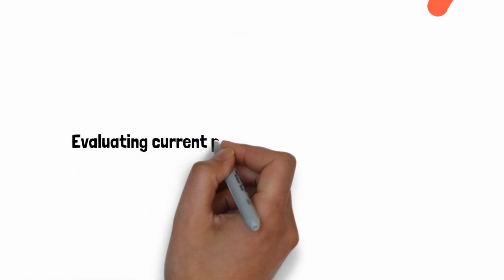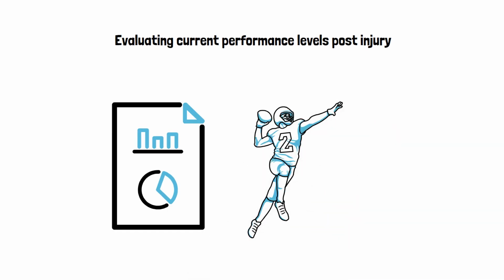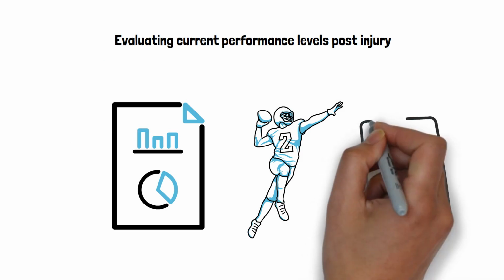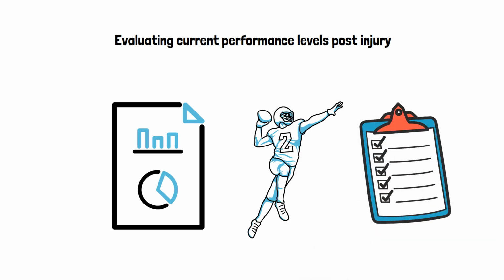Evaluating current performance levels post-injury. If we have some baseline force data from an individual when they were healthy, at an appropriate time during their recovery, we can evaluate them against that previous data to determine how much and what type of work may need to be done to support them in returning to full fitness.